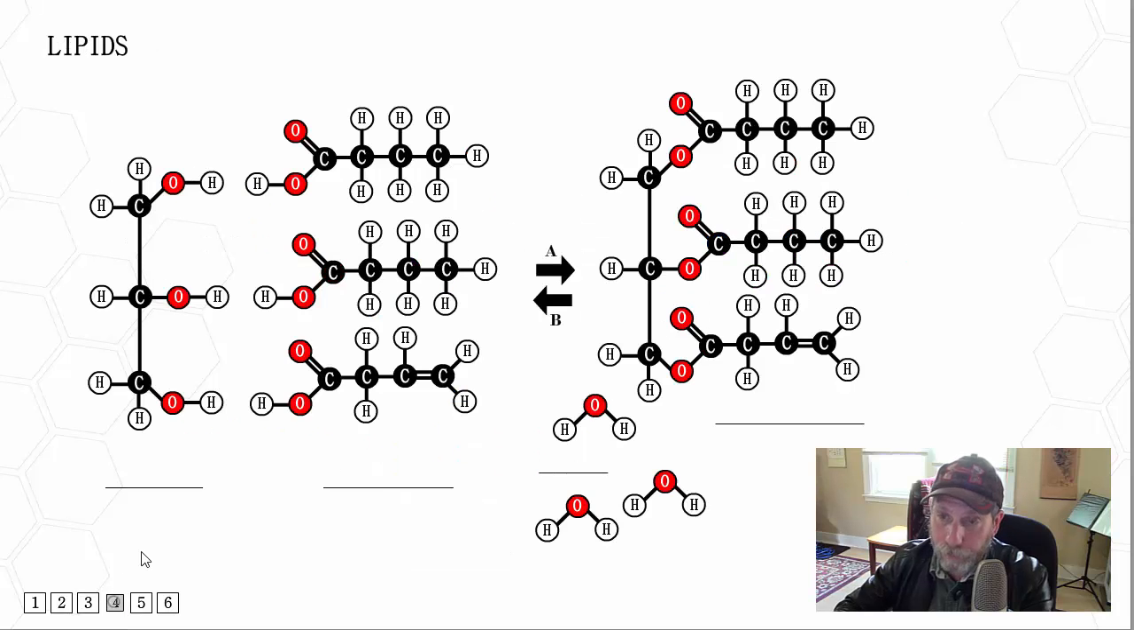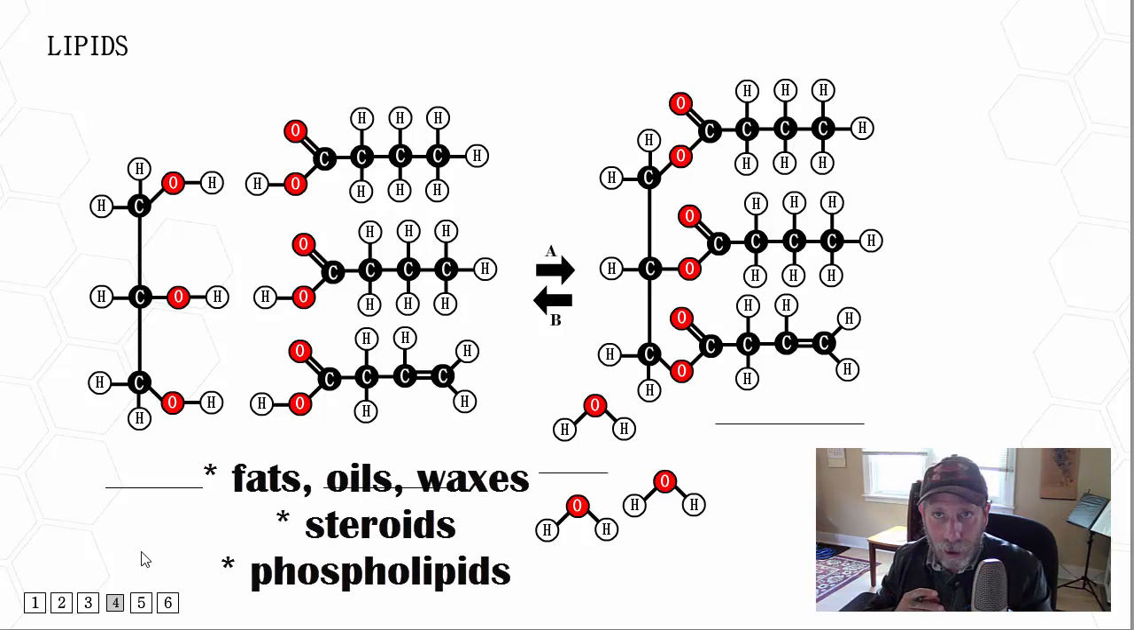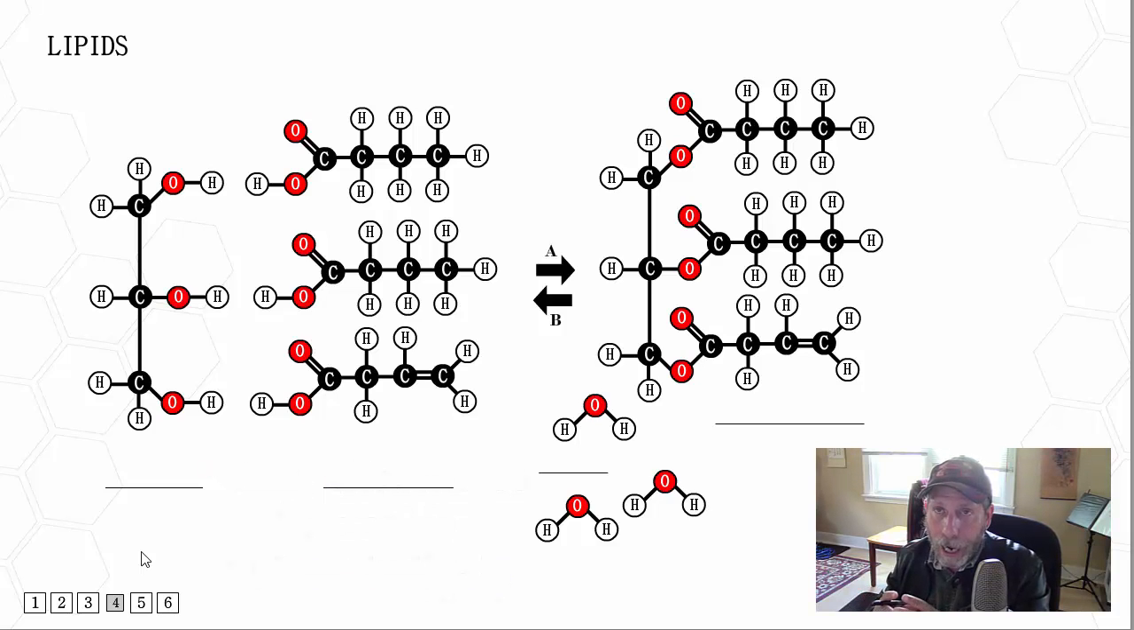Now, feast your eyes on this one. This is some of the category of lipids or fats. In the lipid category of biologically important molecules, there are fats, oils, waxes. There is steroids, steroid hormones, cholesterol, phospholipids, parts of the cell membrane, and I'm only going to talk about a couple of those, and that will be the lipid category. Now, have a look at the molecule that we've got here for you.